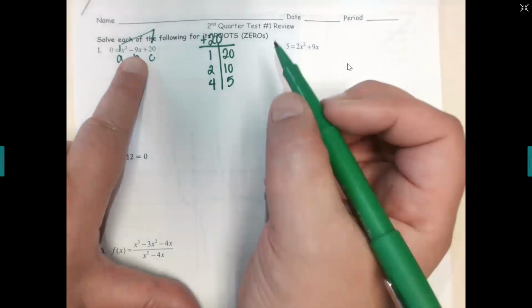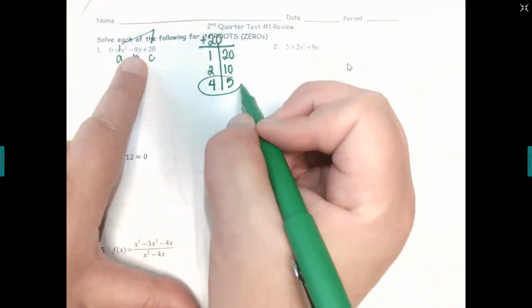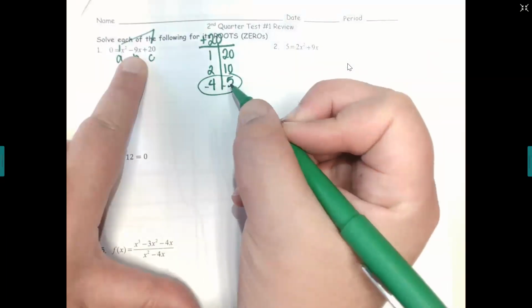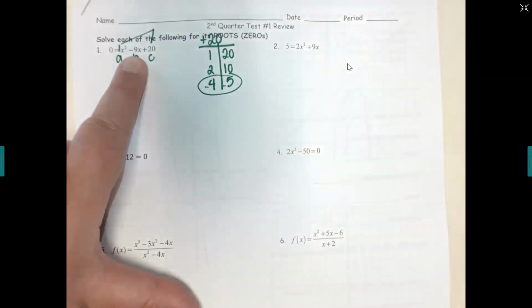Who are we picking? Okay, and then if I want them to add to a -9, then I need to use both negatives. Remember, for addition, the signs have to match. So they're either both pluses or both minuses. Okay, then from there, can I shortcut? Yes, because A is a 1. So if you don't have a number on that x squared, that means you can go straight to your parentheses. X minus 4 and x minus 5.